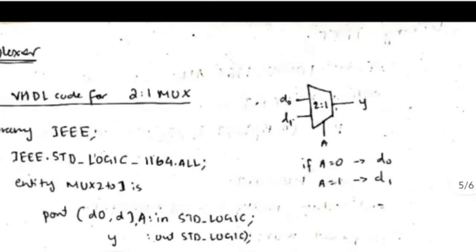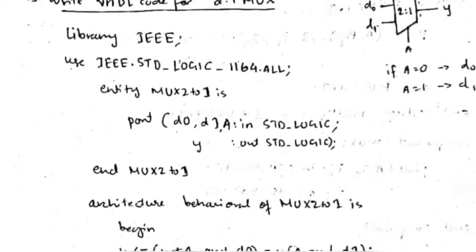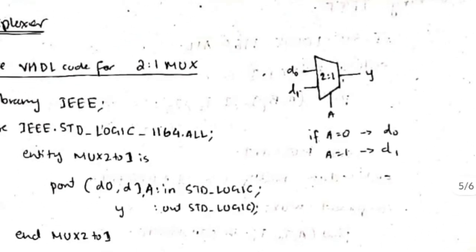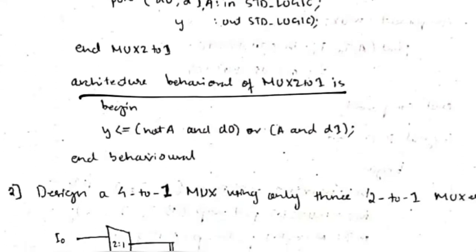Now for that also we'll write these 2 lines. After that we'll specify the entity. Inside the entity you will have the inputs and the outputs. See here, observe, these are the inputs, and A is also an input because it's considered for the selection of this or this. So these 3 are the inputs and Y is the output. So inside that we'll write port D0, D1 and A as the inputs, Y as the output. Then we'll end the multiplexer entity. Then we'll write the architecture, which is architecture behavioral of mux 2:1 is begin and end.